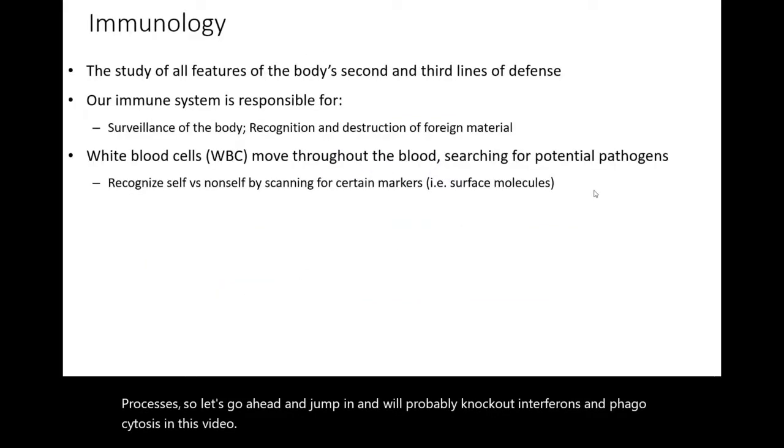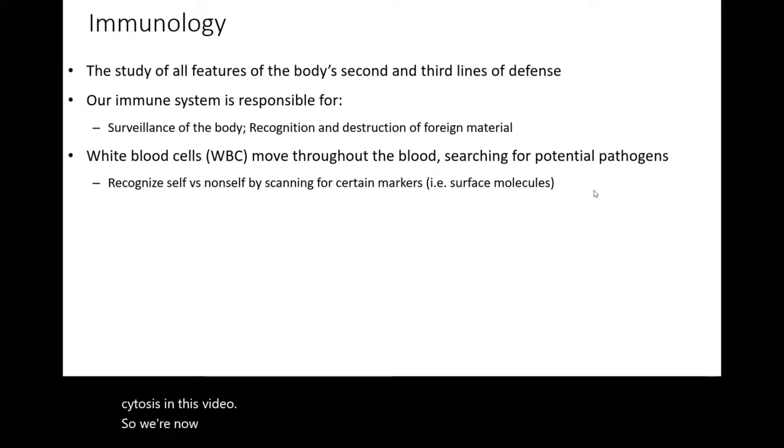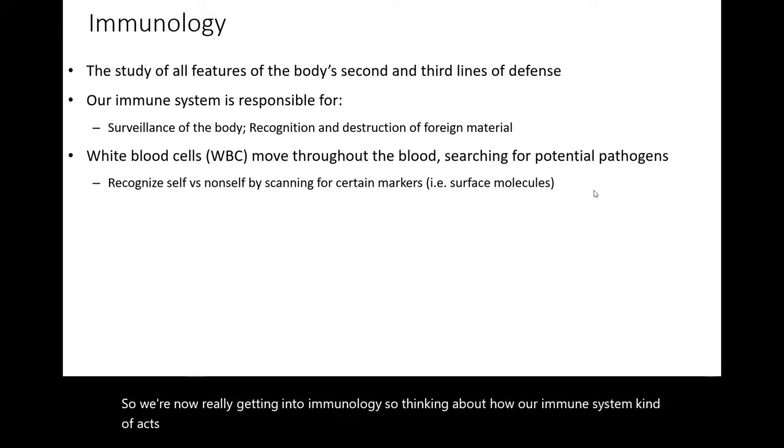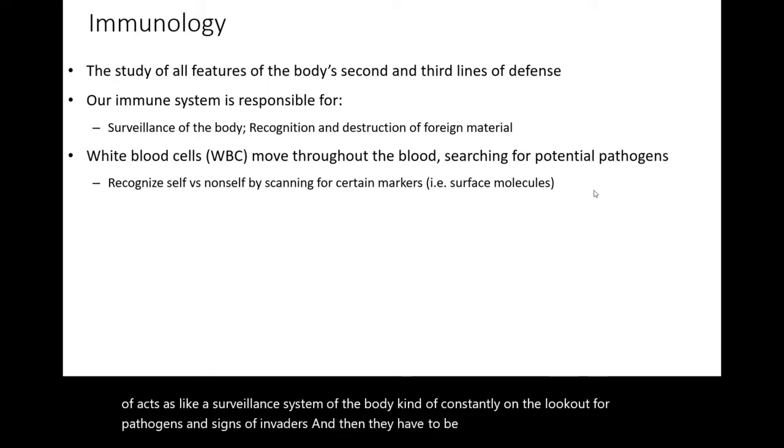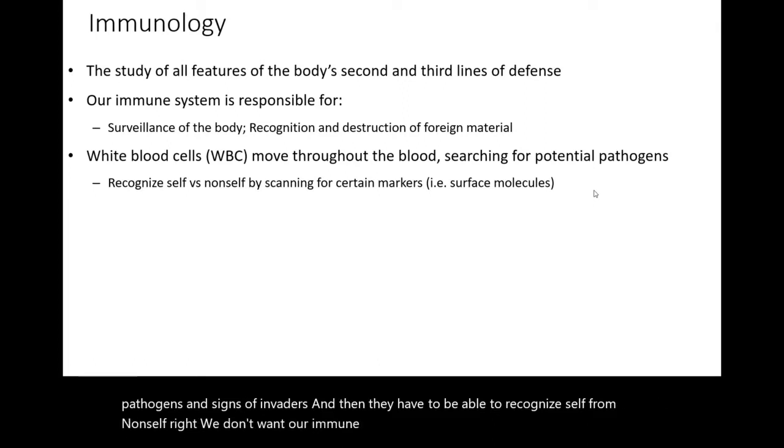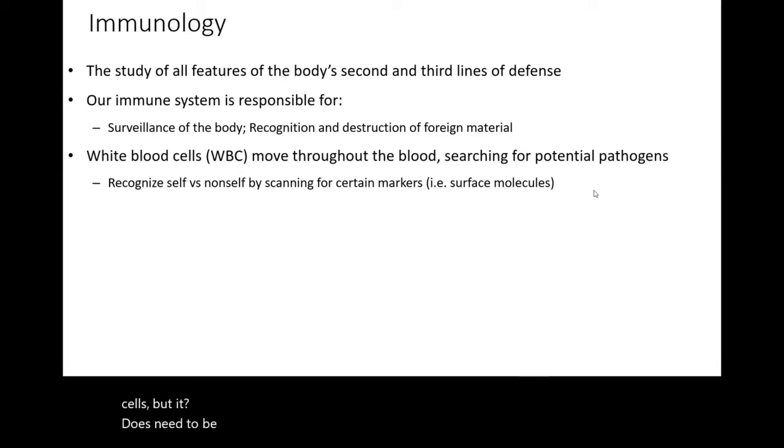Okay, so we're now really getting into immunology. Think about how our immune system acts like a surveillance system of the body, constantly on the lookout for pathogens and signs of invaders. And it has to be able to recognize self from non-self, right? We don't want our immune system attacking our own healthy, uninfected cells, but it does need to be able to recognize a foreign pathogen or an infected self cell, okay?